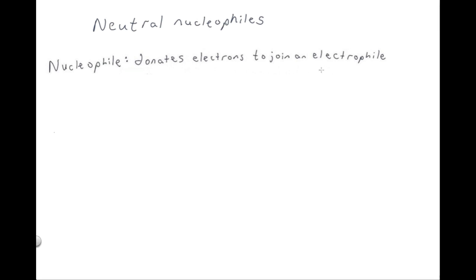Next question, how would you draw the electron pushing arrow for a nucleophile? Here's the answer. The nucleophile is the electron donor, so it should go at the tail of an electron pushing arrow to show the electrons moving away from the nucleophile. The nucleophile is going to join an electrophile, so at the head of this electron pushing arrow we place the electrophile.